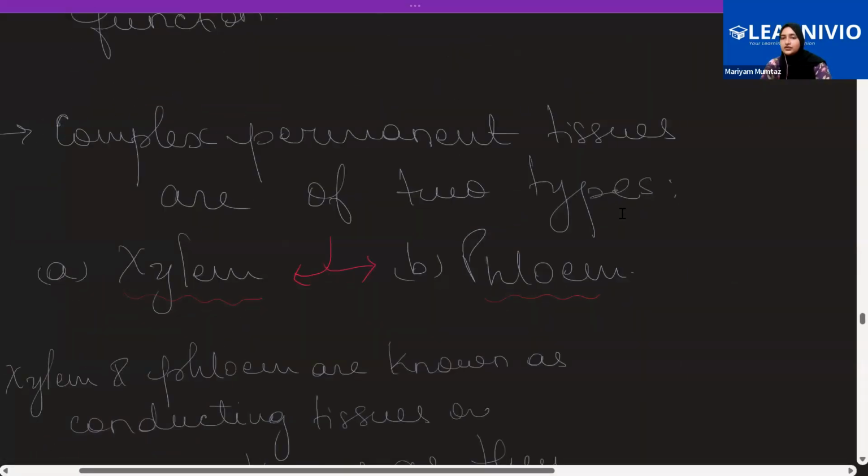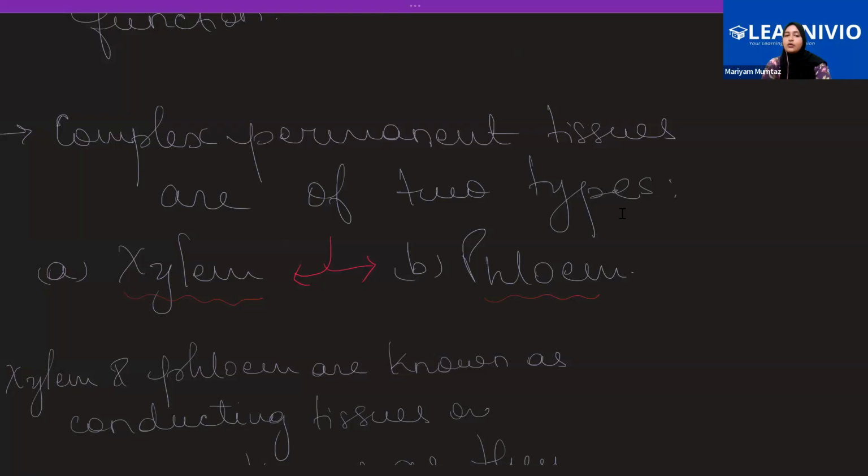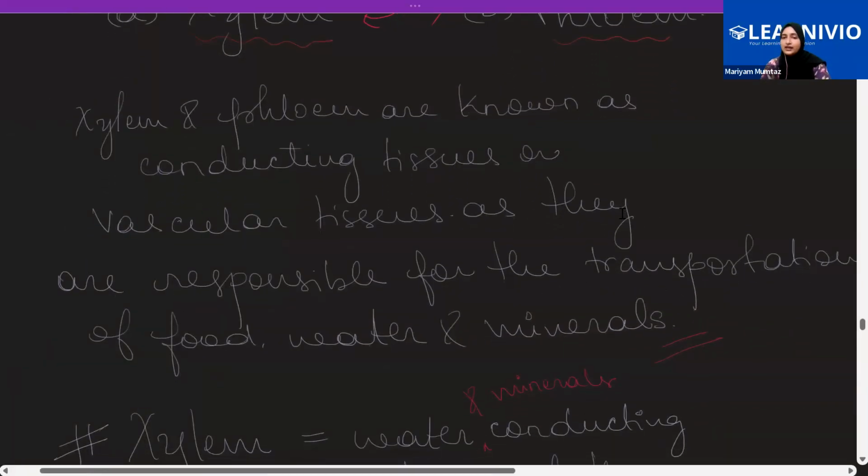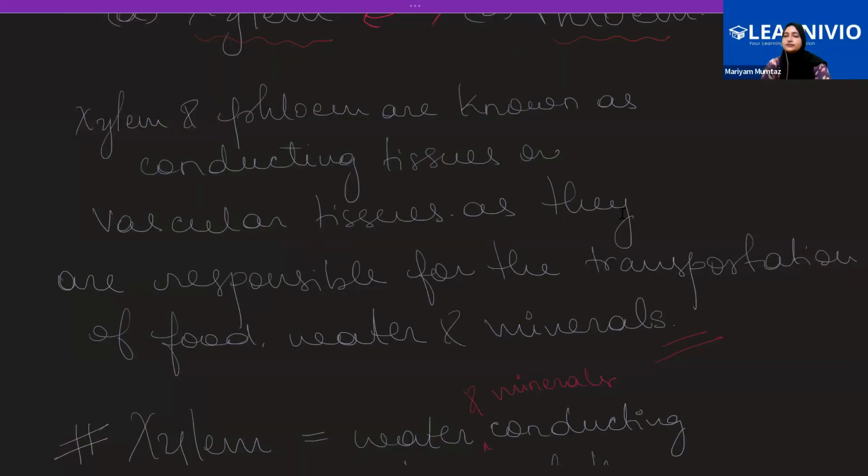Now, complex permanent tissues are of two types, xylem and phloem. Xylem and phloem are also called conducting tissues. Why? Because they are responsible for conduction. What is the meaning of conduction, students? Conduction means transportation of substances from one place to another place. So that is why xylem and phloem are called conducting tissues. Another way that we mention them is vascular tissues.